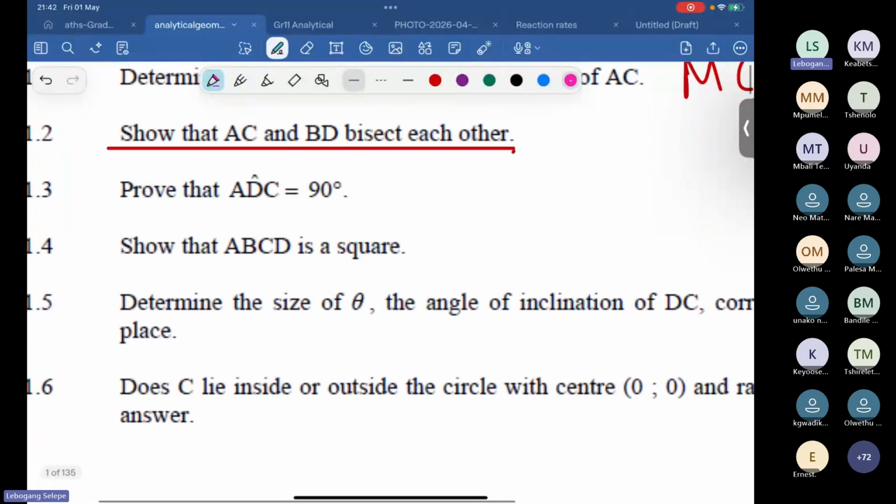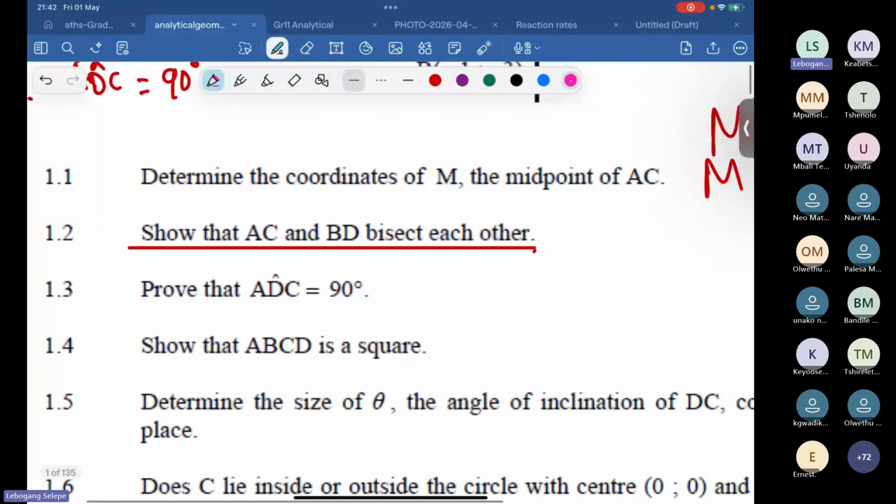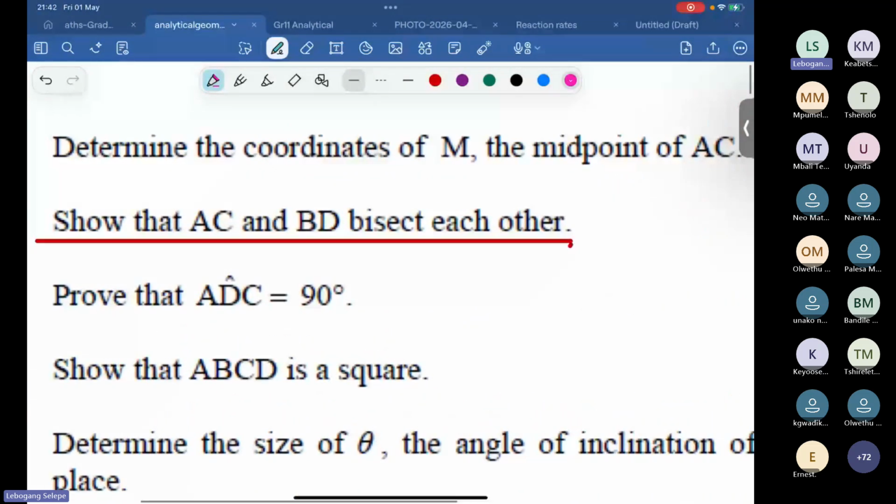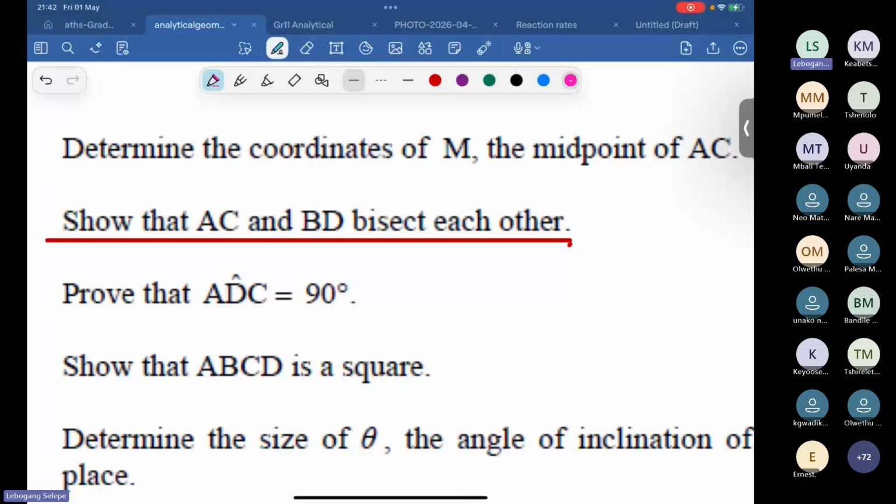So now the fourth question says prove that or show that ABCD is a square. And this is where I say you need to understand the properties of quadrilaterals, right? So understanding the properties of quadrilaterals is again understanding what makes a square, right? What makes a square? We know that for a square, all the sides are supposed to be equal. If that is a square, all the sides are supposed to be the same. That's what makes a square a square.